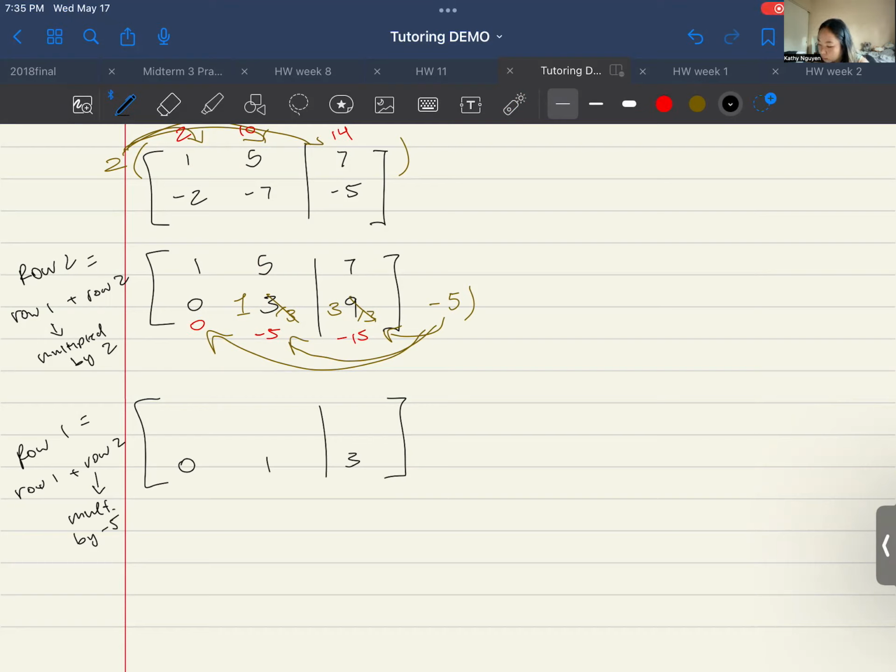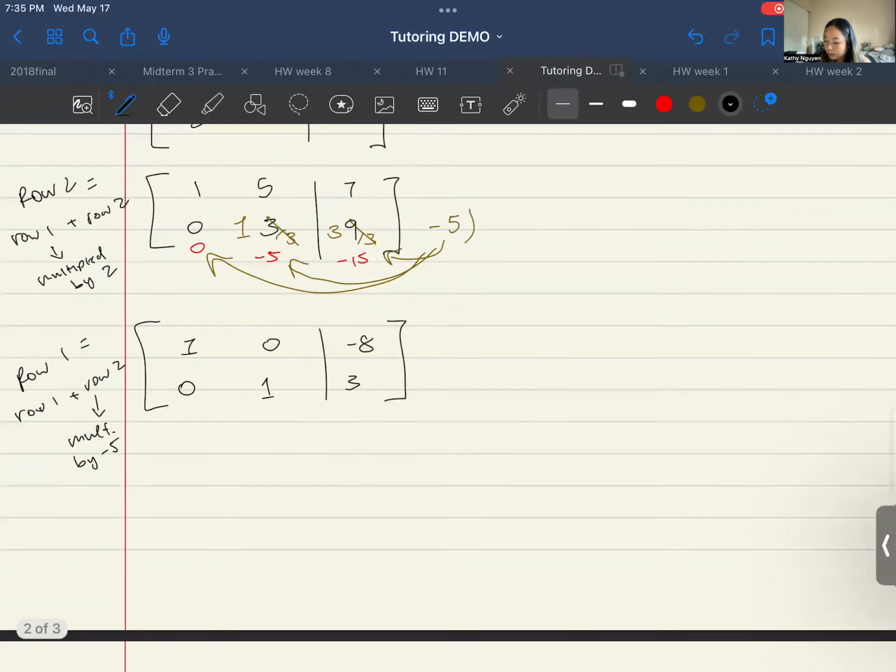So this value here would be 1 plus 0. This value would be 5 plus -5. And this value would be 7 plus -15. You get 1. You would get 5 minus 5 is 0. And then 7 minus 15 is -8. And that's how you solve it.